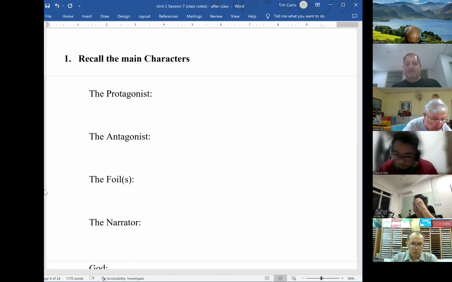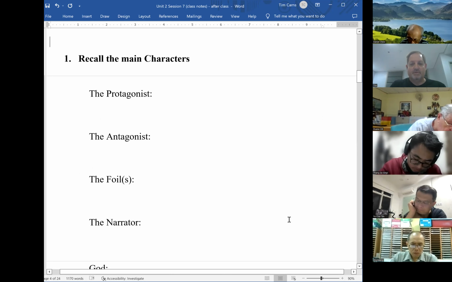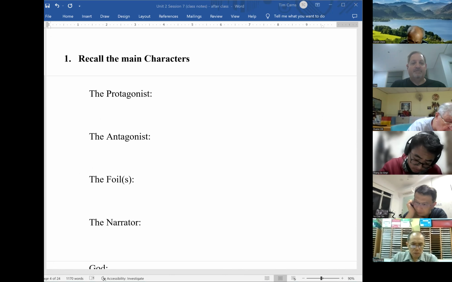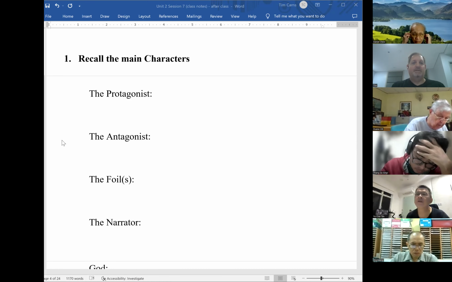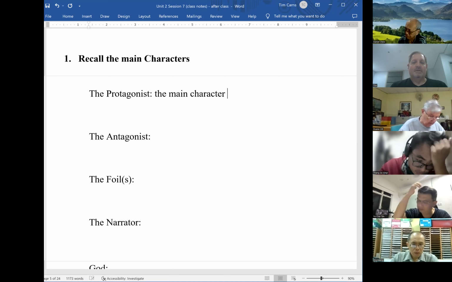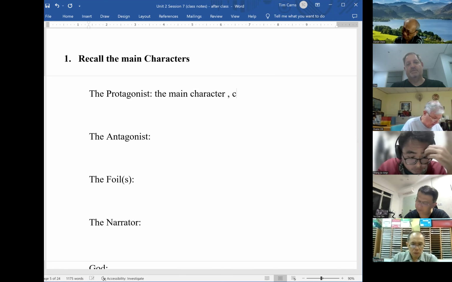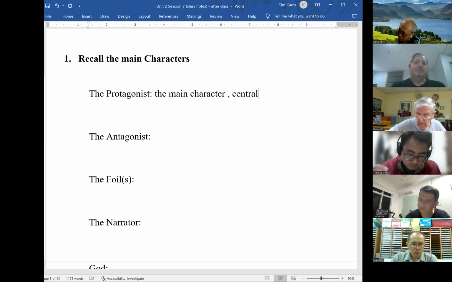The first one is the protagonist. If we remember, what is the main feature of the protagonist? He's the main character, the leading character, the hero of the story, some might say. He's the one that really is a central part of the story. The story revolves often around him or her.